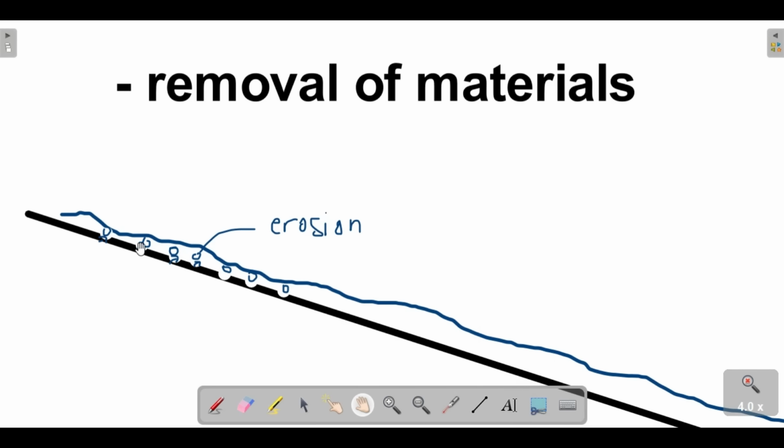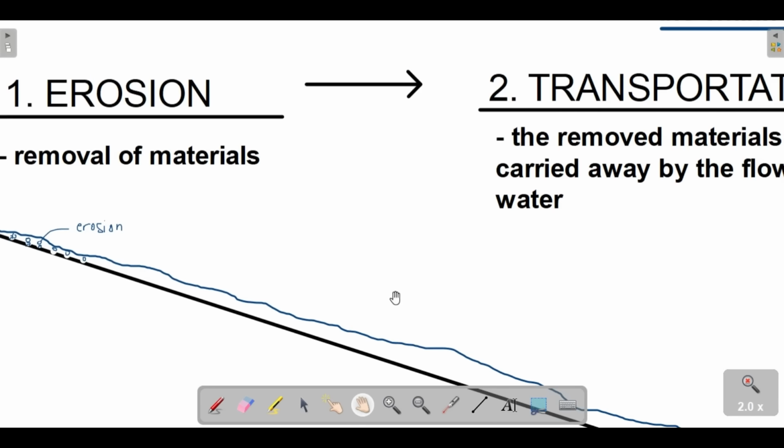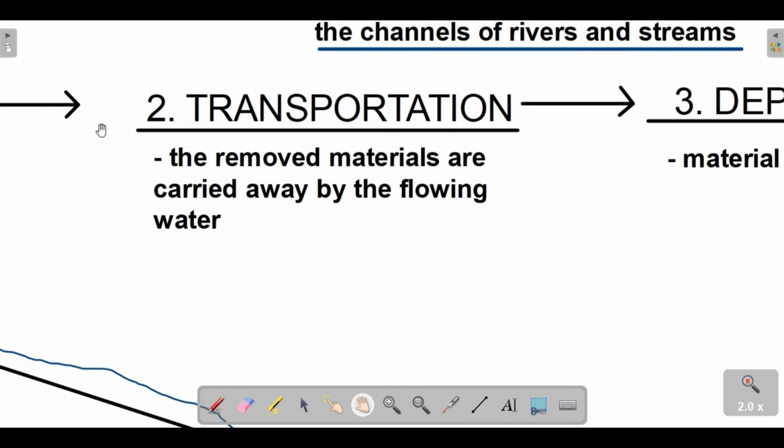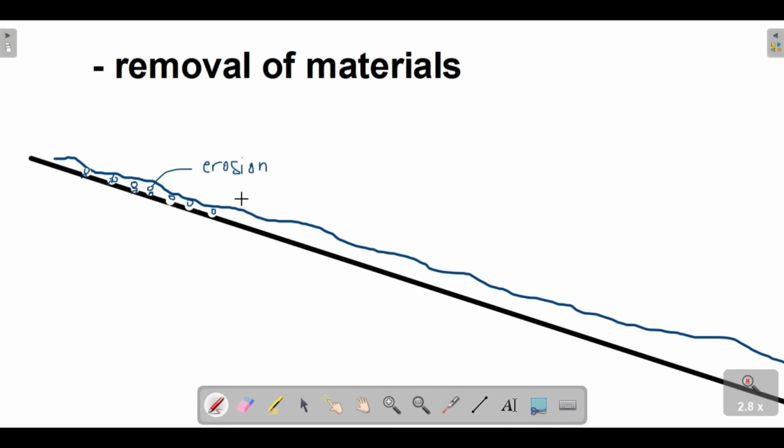So now you have these particles or material or sediment that you have removed from the soil. So that's the first step. And the second step that generally occurs is that this flowing water transports this removed material in a process that we call transportation. So now the removed materials are carried away by the flowing water. After it has removed those sediments, these sediments are now going to flow with the flowing water.